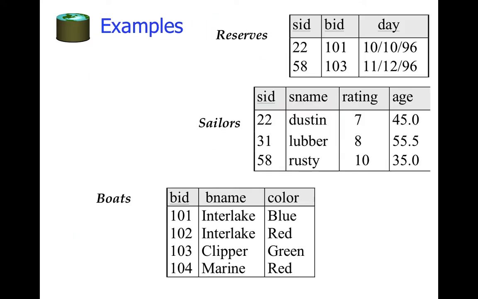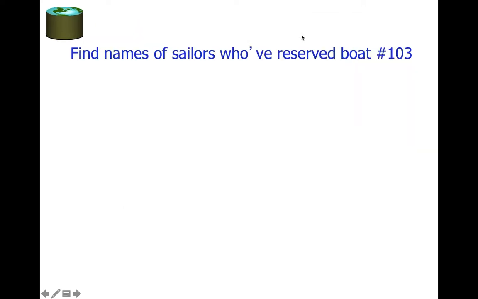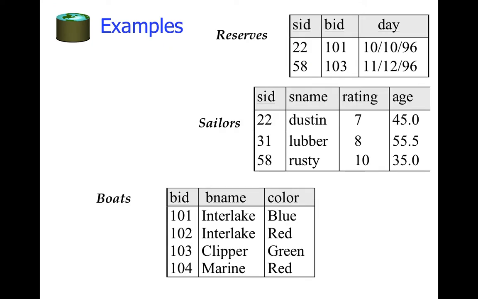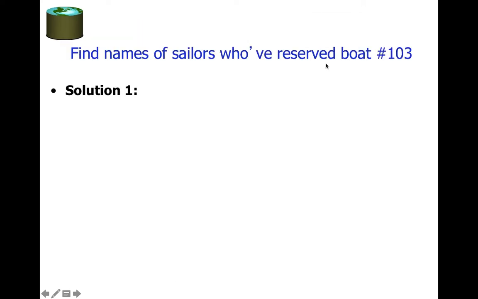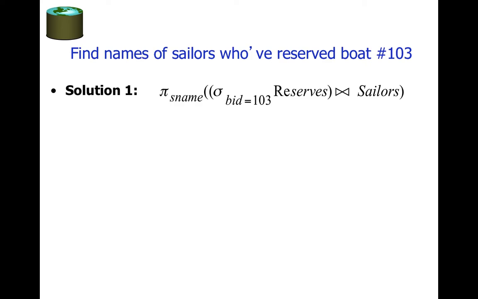Let's take another example. We have boats, we have sailors, and we have reserves. Let's say I want to find the names of sailors who have reserved boat 103. How would you do it? I want to find the names of sailors that took boat 103. How would this work? I hope you thought like this too.